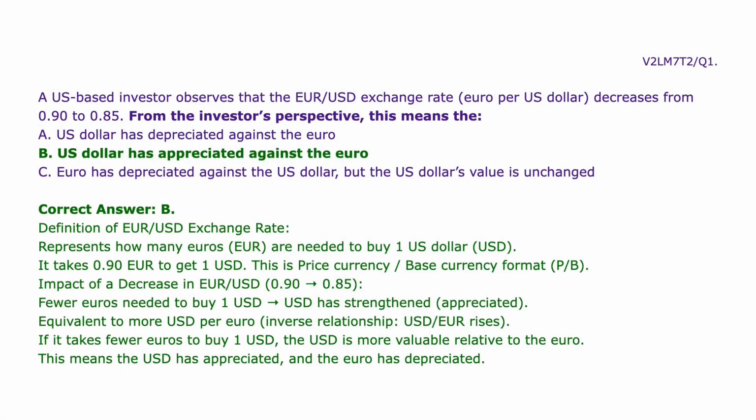In the EUR per USD format, the USD is the base currency, the unit being priced, and the EUR is the price currency. A decline in the exchange rate from 0.90 to 0.85 means it now requires fewer units of the price currency, EUR, to buy 1 unit of the base currency, USD. When fewer units of a price currency are needed to buy the base currency, the USD has strengthened or appreciated.